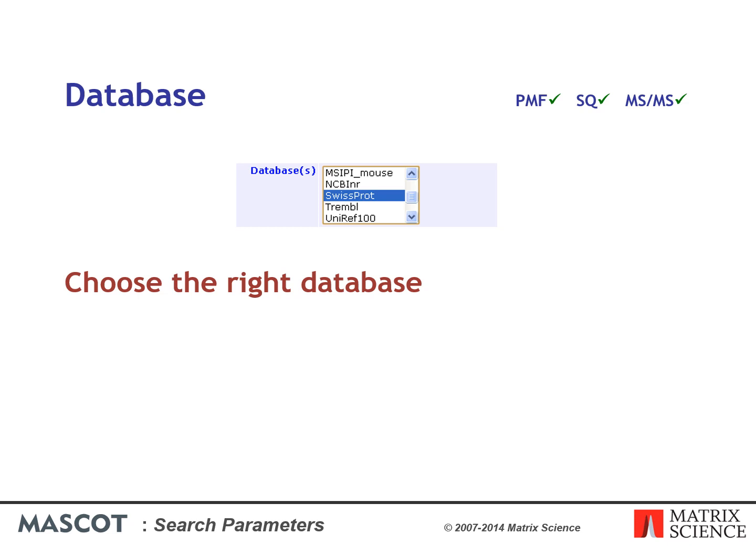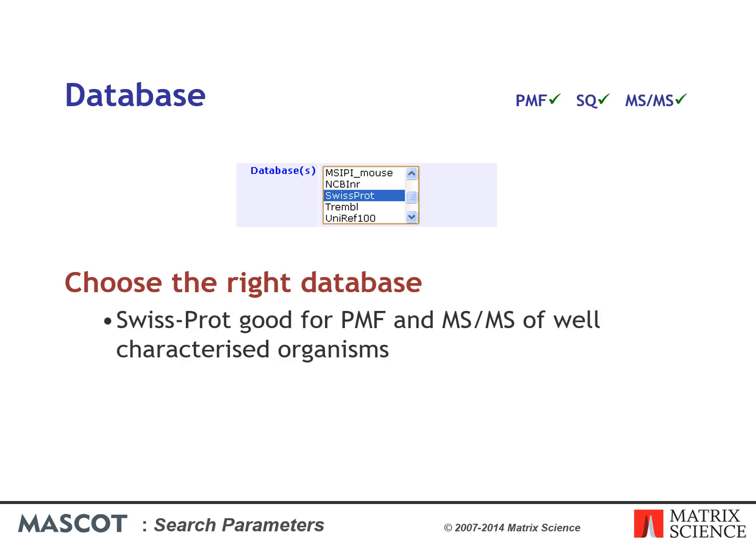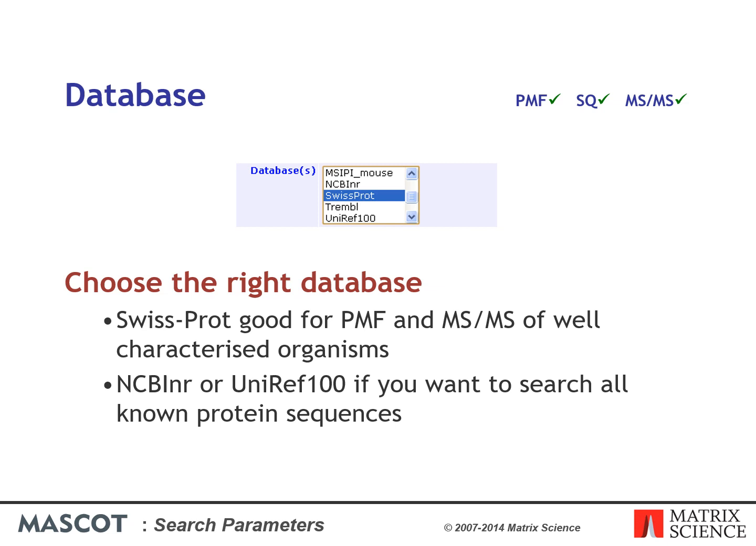Choosing the right database is so important that there will be a complete presentation on this topic. Very briefly, for a peptide mass fingerprint, search a comprehensive, non-redundant database like SwissProt. If the data are any good, it won't matter if 1 or 2 mass values fail to find matches. The advantage of searching a small database is that the search is fast and the reports are concise. For MSMS of a well-characterized organism, such as human or mouse or yeast, SwissProt is still a good choice.